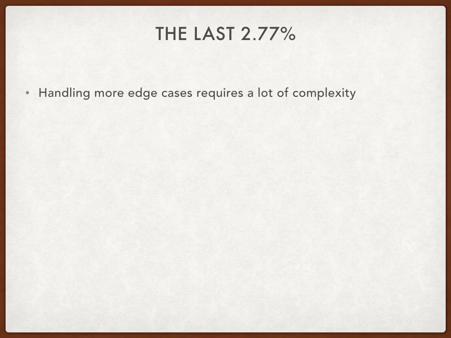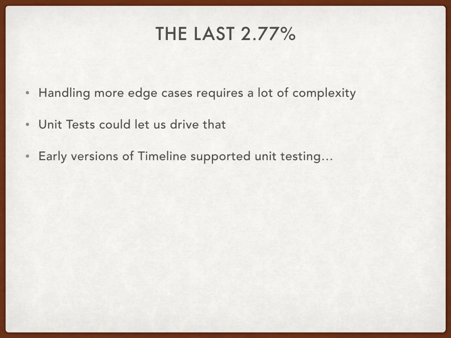So now handling edge cases like this is where complexity lies. We've handled the pretty basic things that are going to happen, but now we're going to be introducing some complexity. Now, unit tests are a great way to drive out some of the complexity we need to handle these edge cases. And an early version of Timeline actually did support unit testing. You could write a unit test of your event handlers, and that allowed us to drive very, very complicated, sophisticated algorithms to avoid lots and lots of edge cases.